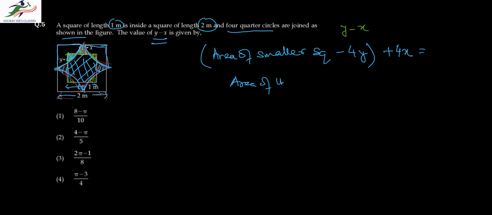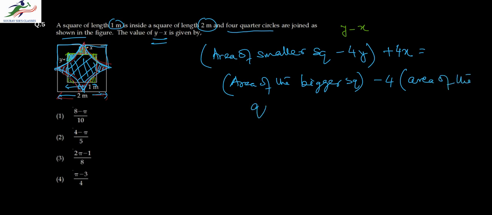So this is the area bounded by the 4 curves, and that is nothing but the area of the bigger square minus 4 times the area of the quarter circles that is given. So this is the concept, and now it becomes very simple.